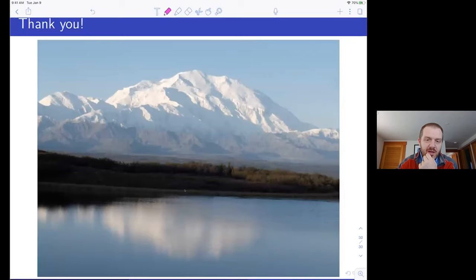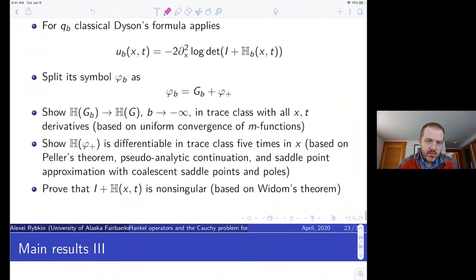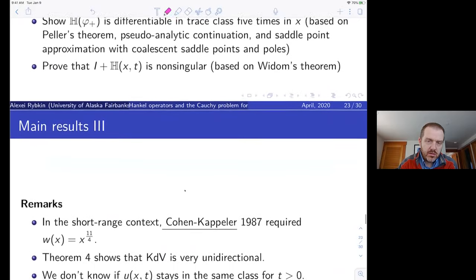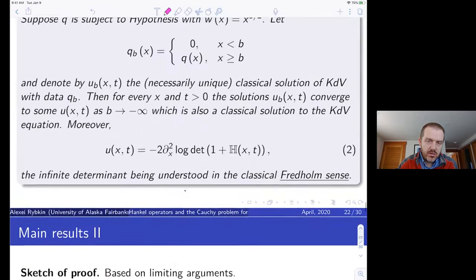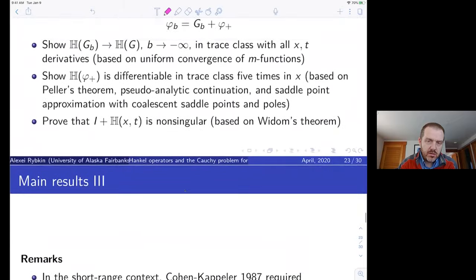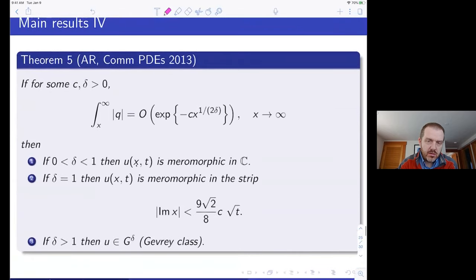I got a question about your meromorphic statement. That required exponential decay at infinity. Is that correct? Less than exponential decay. Let me hold on a second. Oh yeah. So delta here is between zero and one. So it could be super exponential if you wish, but it could be as small as like 1/2.